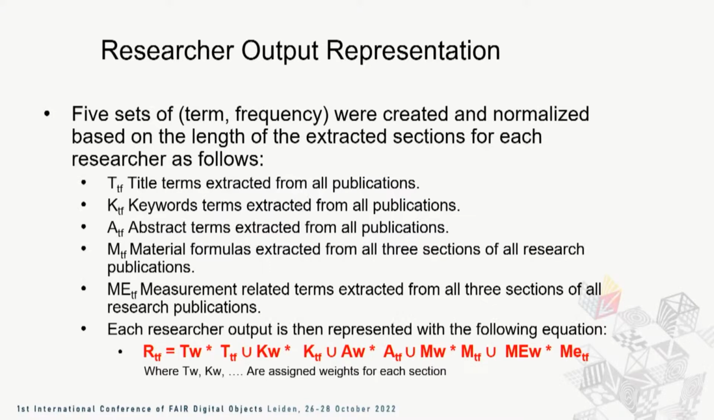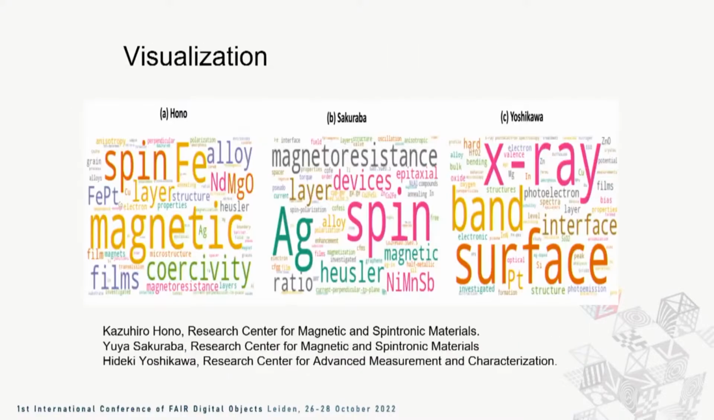Here we represent each researcher in a vector, using all the frequent terms collected from every section in all his papers, and the domain knowledge resources that we used. We assign a weight to each section, because we believe, for example, that terms in the title are more significant in representing the researcher's work. So this is somewhat of a result.